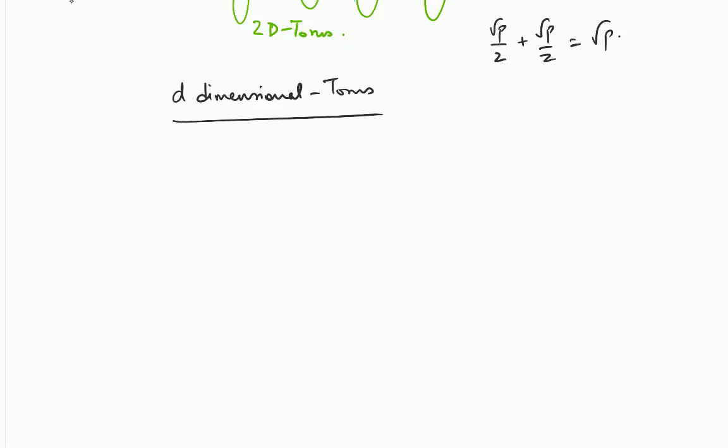So what's going to happen in a D-dimensional torus? Well, I'm not going to draw out a D-dimensional torus. Let me just make a 3-dimensional cube, right? And then you can kind of generalize. You have to think a little bit, right? Okay.